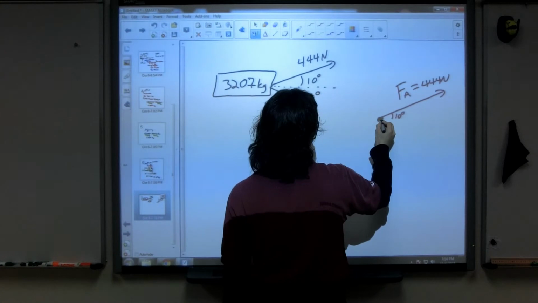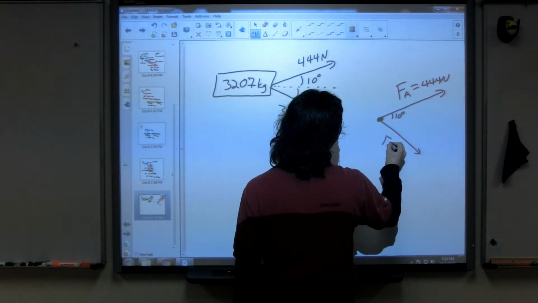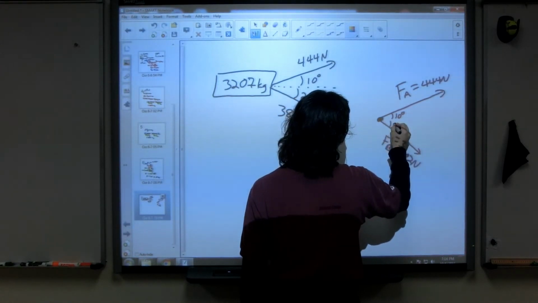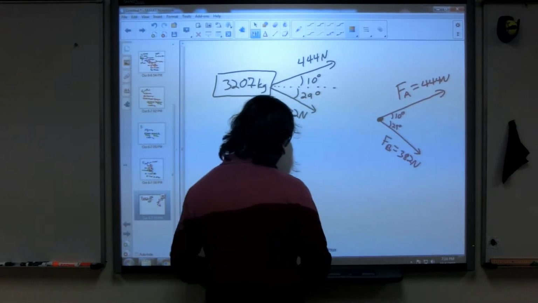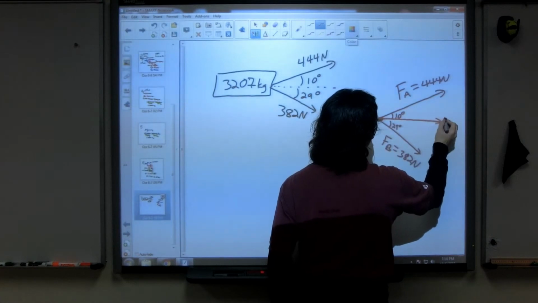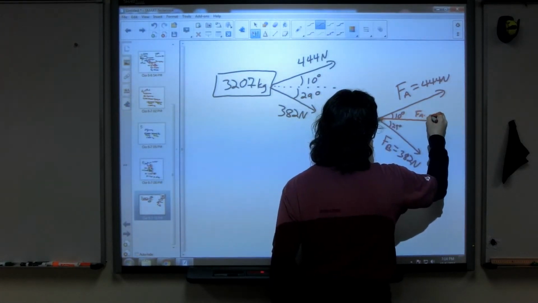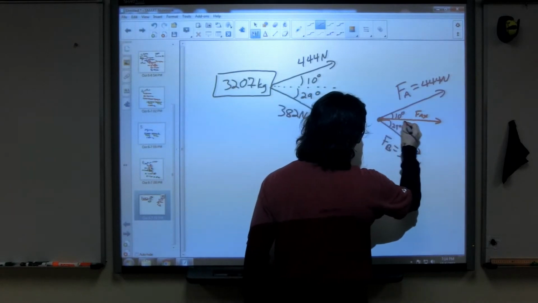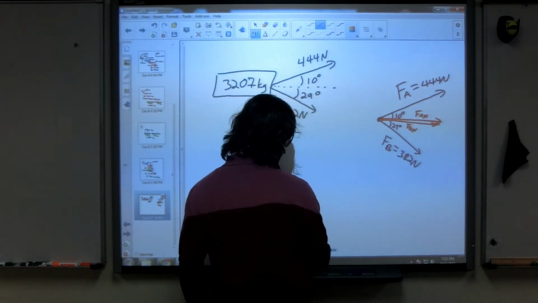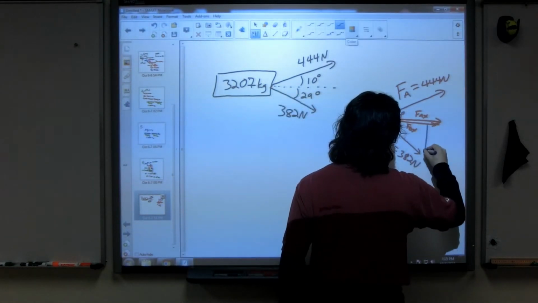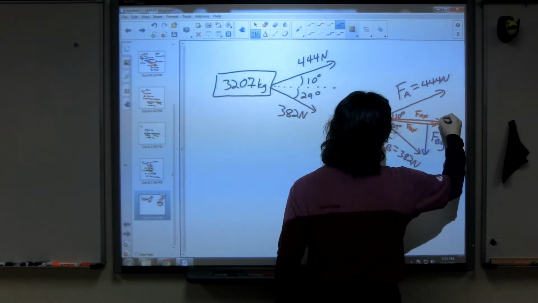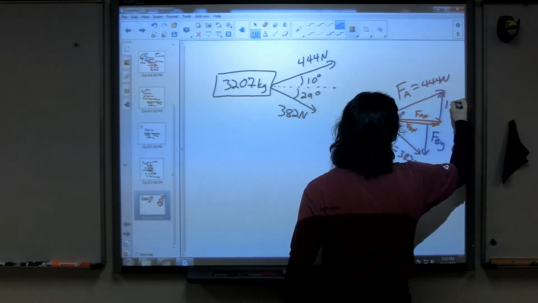The second one is down here. I could call it FB, and it is 382 newtons at 29 degrees, technically negative. Now here's where we're going to have a little bit of overlap. I have an x component for FA, FAX, and I have an x component for B, FBX. I also have a y component. I drew my x component for B a little too long, my apologies, FBY, and I have a y component for A, FAY.